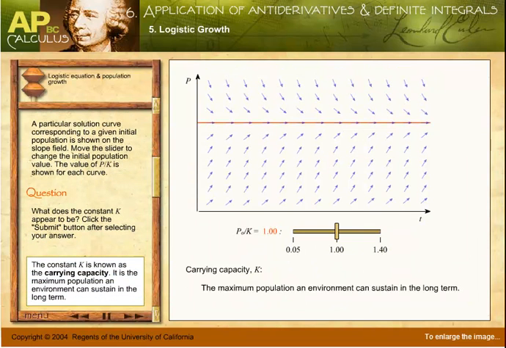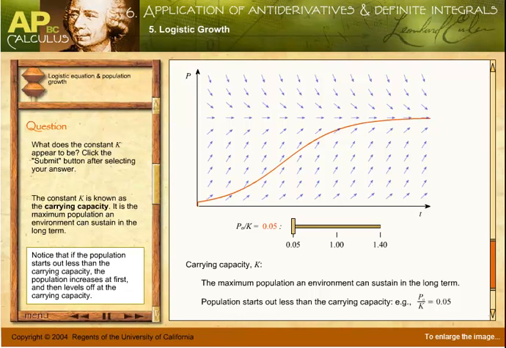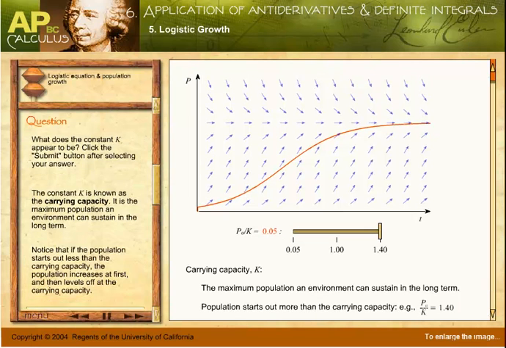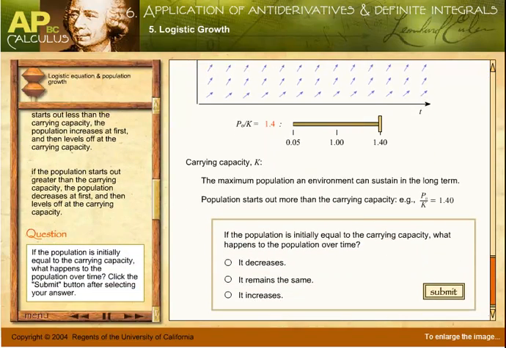The constant K is known as the carrying capacity. It is the maximum population an environment can sustain in the long term. Notice that if the population starts out less than the carrying capacity, the population increases at first and then levels off at the carrying capacity. If the population starts out greater than the carrying capacity, the population decreases at first and then levels off at the carrying capacity. If the population is initially equal to the carrying capacity, what happens to the population over time?